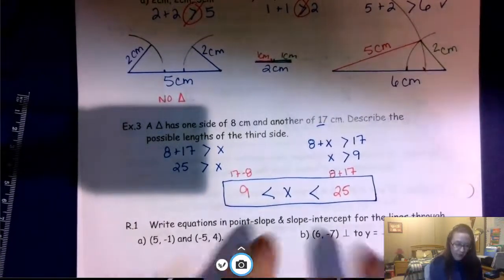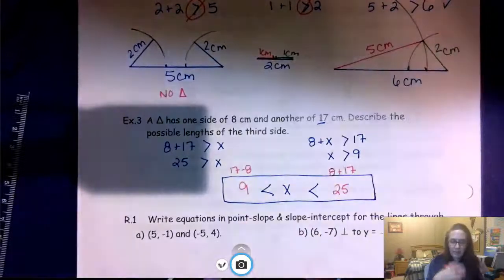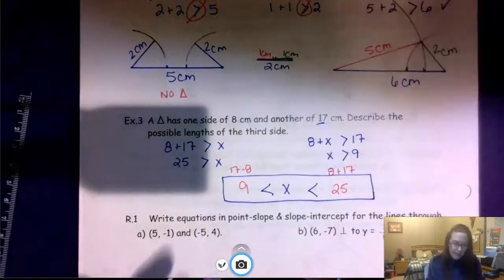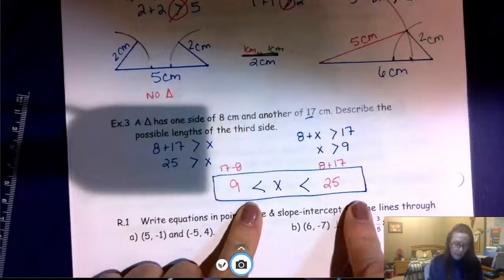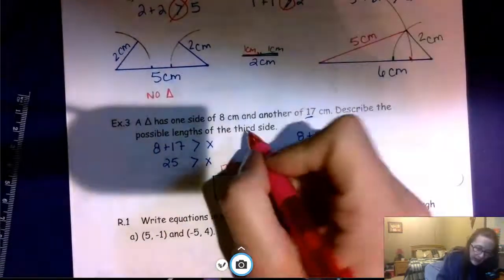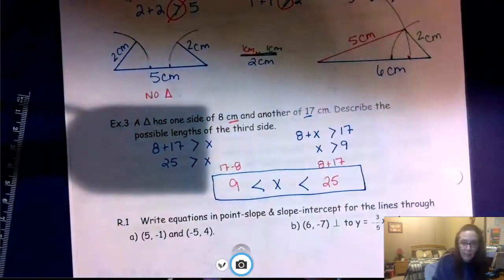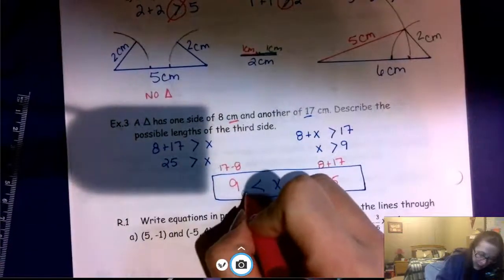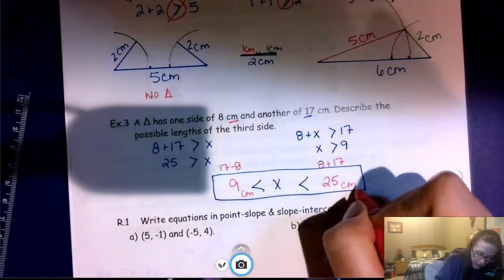That's it. So if you remember that, you don't have to do different steps or different cases. You can just do one case when you're doing this type of problem. Now also remember, anytime you have word problems, you need to have word answers. So 9 centimeters and 25 centimeters.